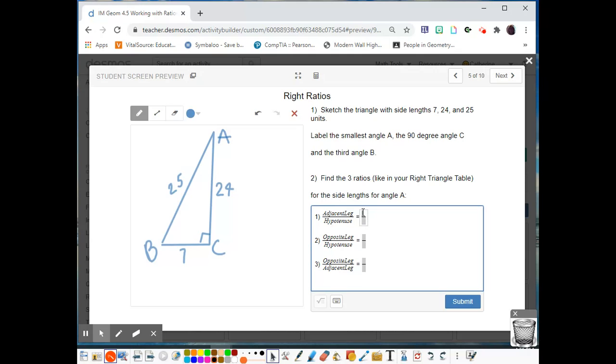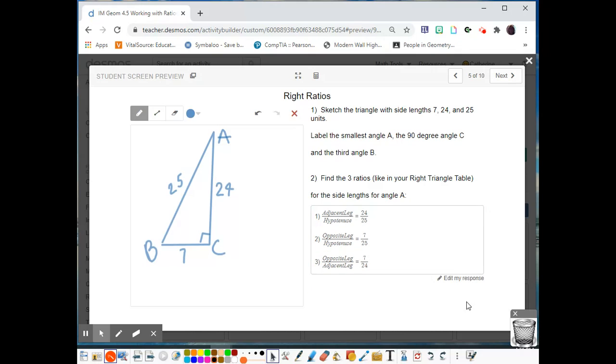Then they're asking you to type in the lengths here. So find the three ratios, and for the adjacent leg, you should have 24 over 25. For the opposite over hypotenuse, we should have 7 over 25. And then opposite over adjacent, we're going to have 7 over, whoops, I put in 72. Sorry about that, guys. 7 over 24. Okay, and then submit that if you will. And let's move on to the next page.